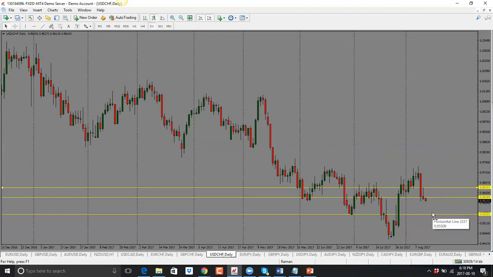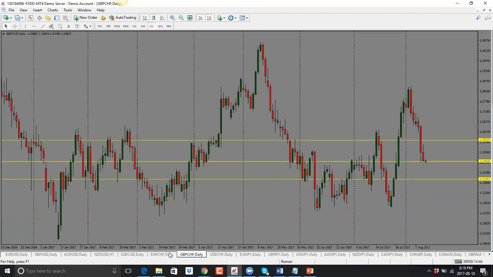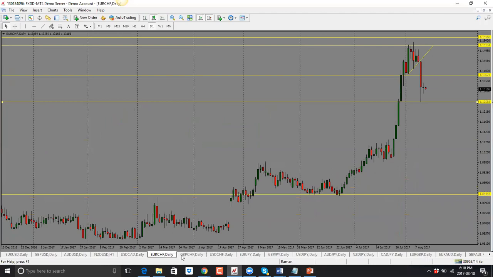In this case, the target is 95.50. However, we could run into trouble around the 95.92 area, which will be the first support resistance level right about here, and then we are looking for price to go into this 95.50 level. So those are two target levels to the downside, but dollar Swiss is more bearish between the three of them here.